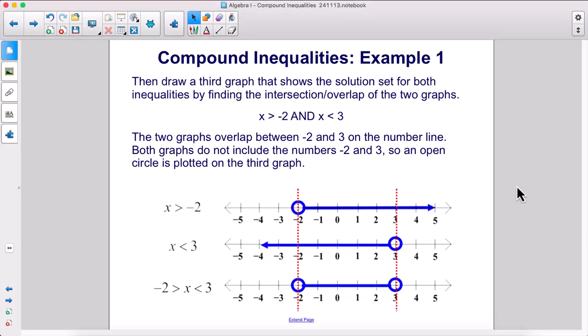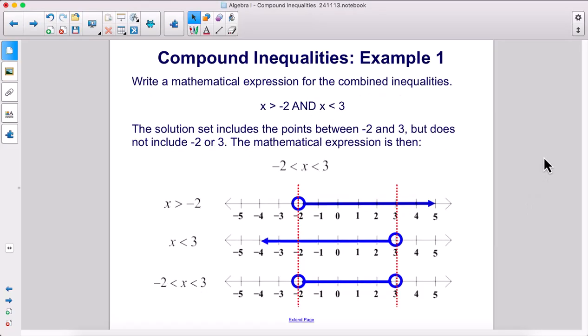Then draw a third graph that shows the solution set for both inequalities by finding the intersection or overlap of the two graphs. The two graphs overlap between -2 and 3 on the number line. Both graphs do not include the numbers -2 and 3, so an open circle is plotted for each of those numbers on the third graph.